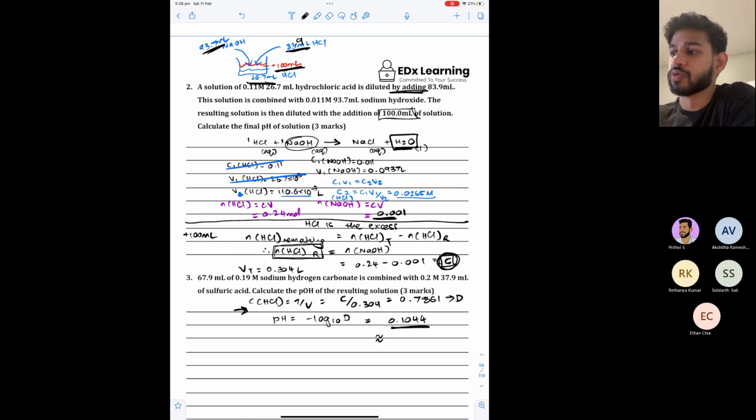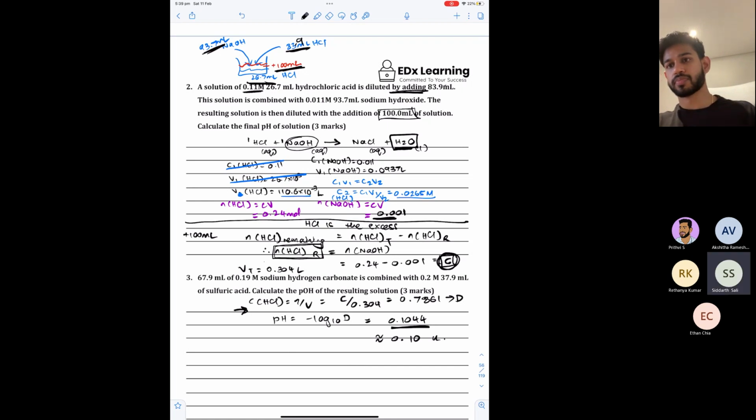Round it up to the nearest decimal places. The question has two sig figs that I can see here. So we'll do it to 2 decimal places. So it'll be 0.10 as a pH. Good. Good question.